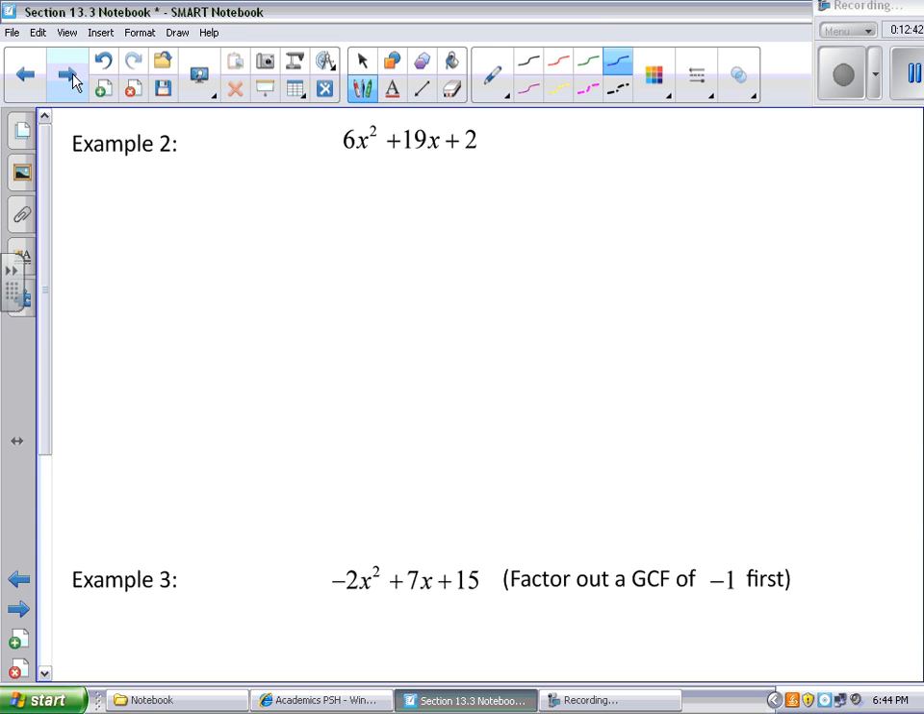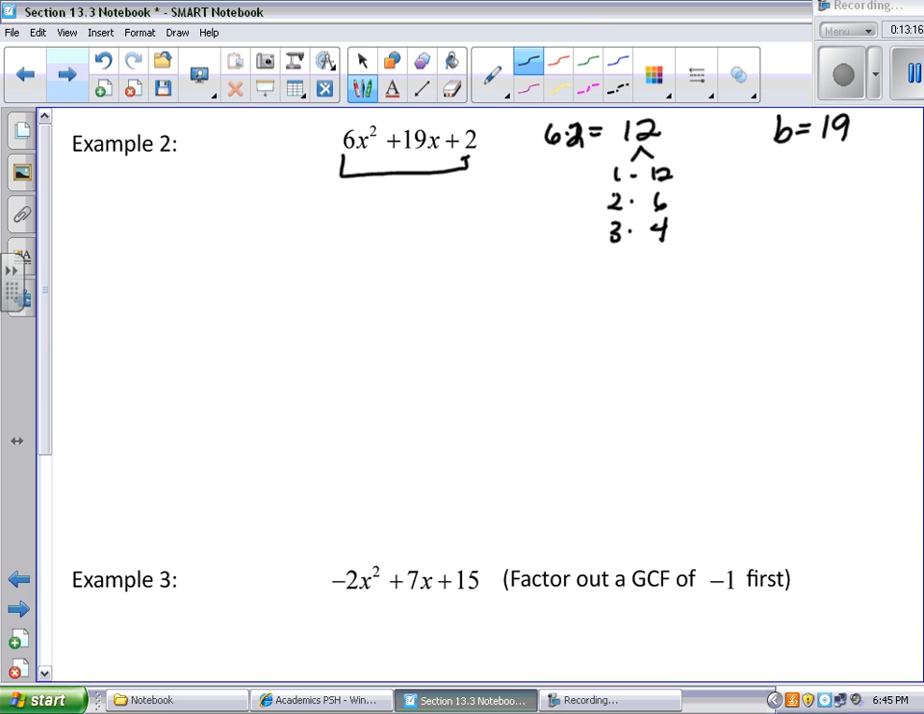Got 2 more examples for you. Again, we're going to start by multiplying. 6 times 2 is 12, and we want the middle coefficient to add up to a positive 19. Again, all of my signs in my polynomial are positive, so I only have to worry about the positive options. 1 times 12, 2 times 6, 3 times 4. 4 is already in my list. Those are all the possible combinations.